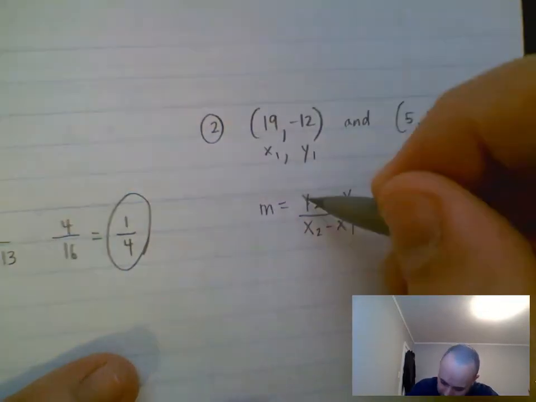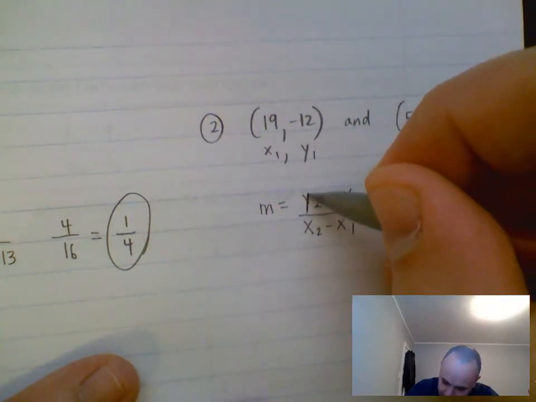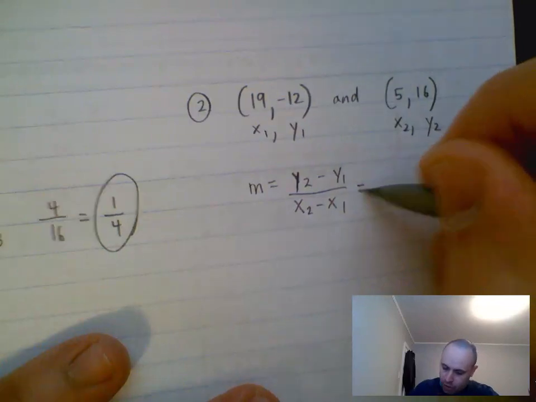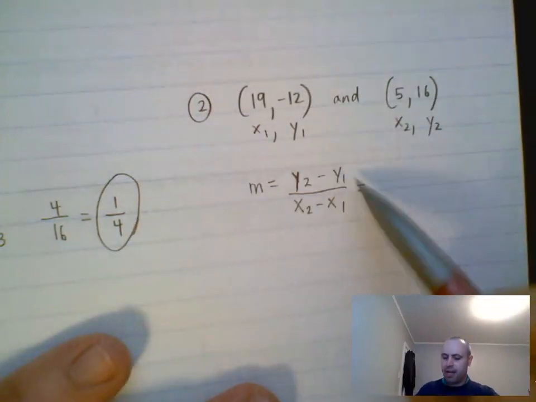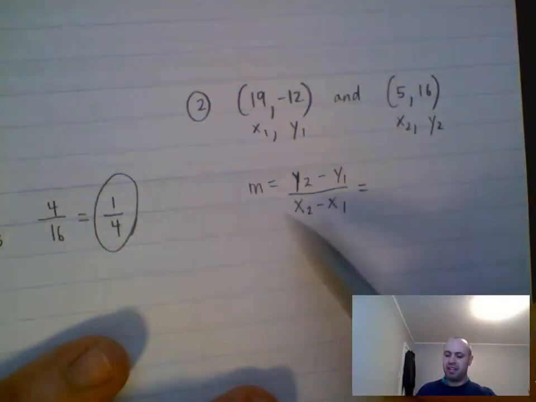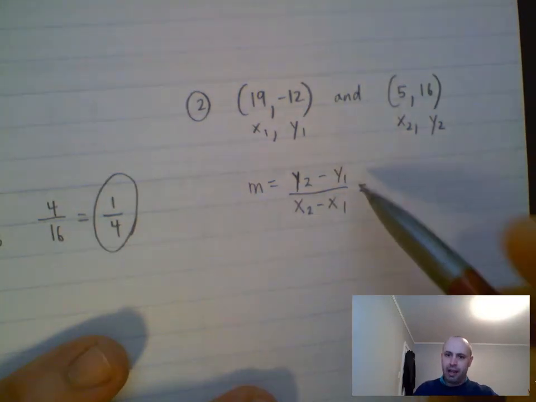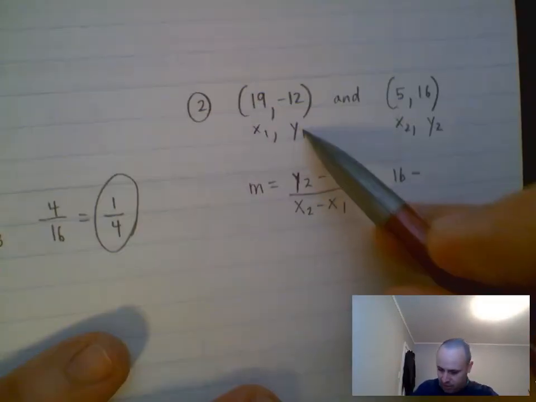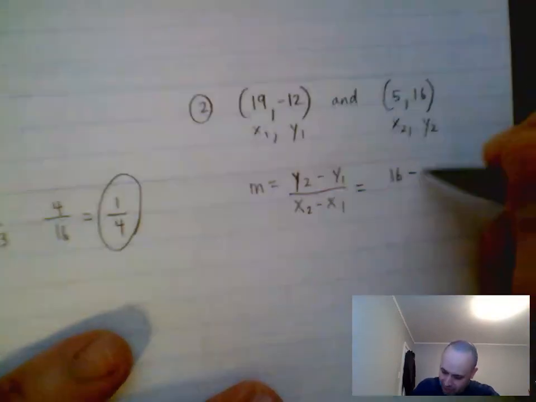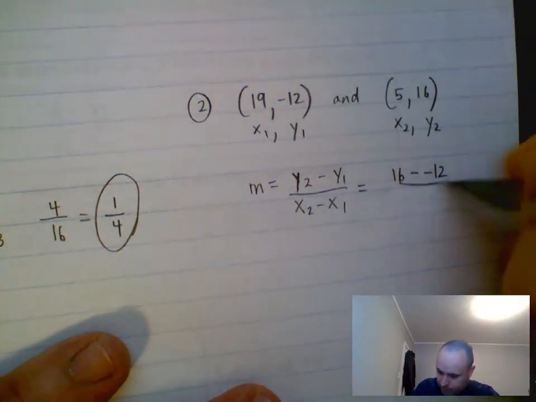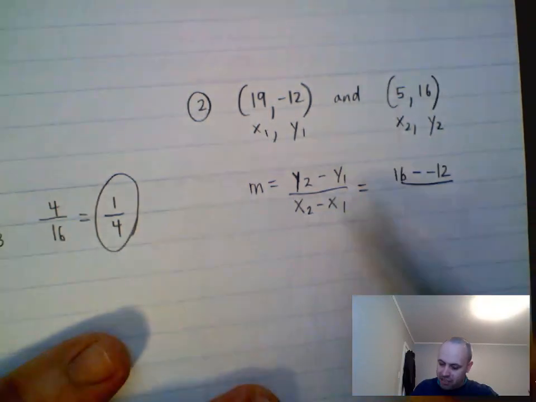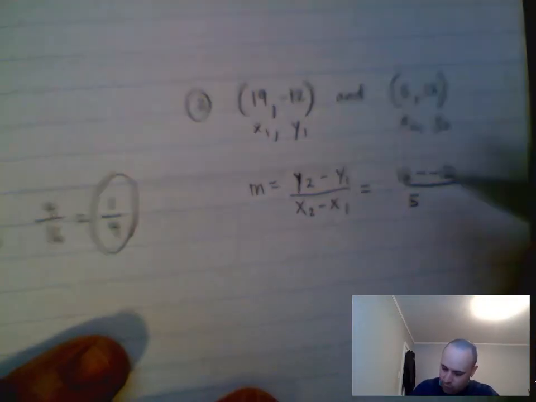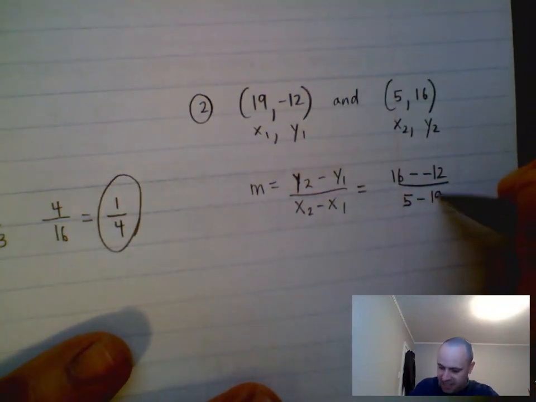Sometimes when I'm rushing, I make my Y's look like X's, so it's better to be careful there. Okay, so we'll take our formula. Y2 minus Y1 over X2 minus X1 is the slope. Our Y2 is 16, so we get 16 minus our Y1, which is negative 12. And then our X2 is 5, and our X1 is 19.